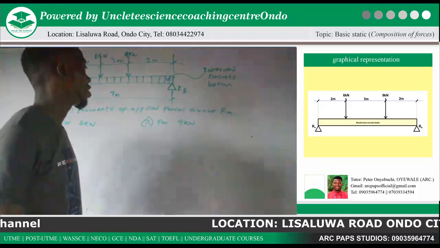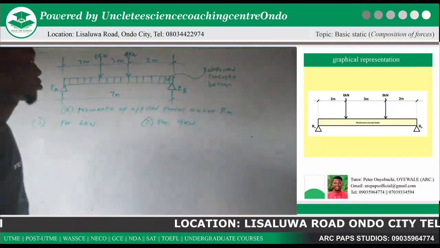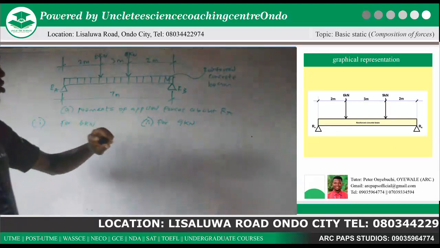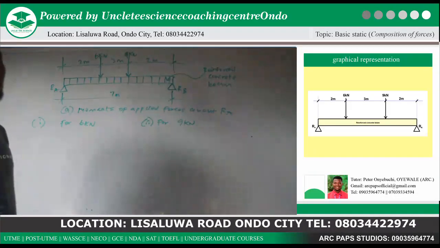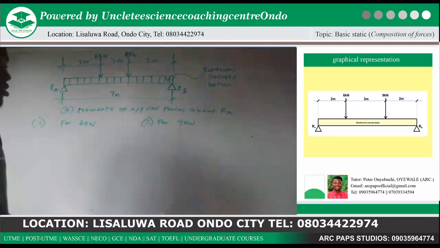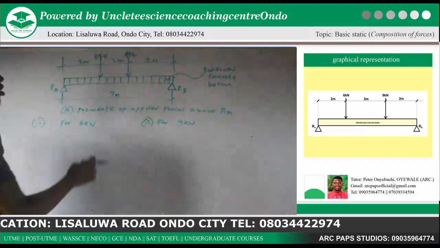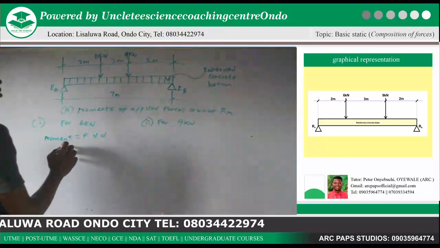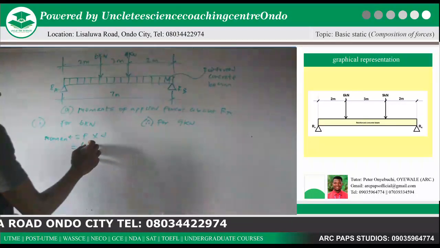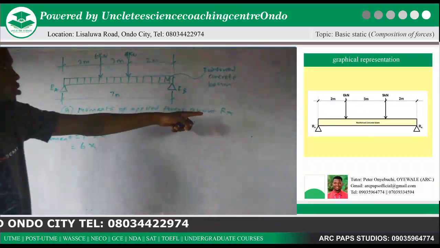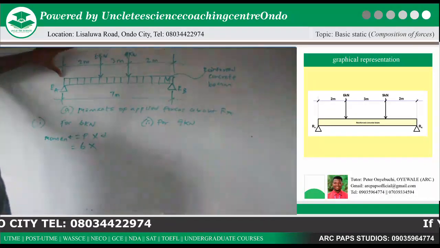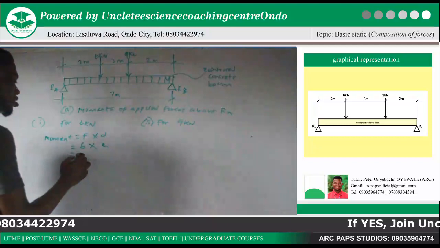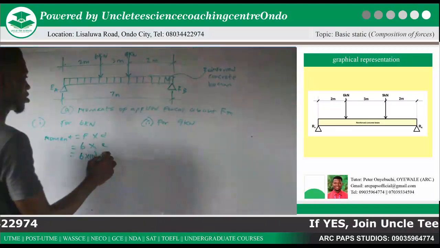Now we are to find the moment of the applied forces about RA. So it means that we are going to be making our reference back to RA. For the first term, it was 6 kN and 9 kN. Now one thing you should know about moment is that moment is force times perpendicular distance. For 6 kN, our moment is force times distance. Our force is 6 kN, and our distance to RA is 2. If you change it to Newton, that will be 6 × 10³ N times distance 2.